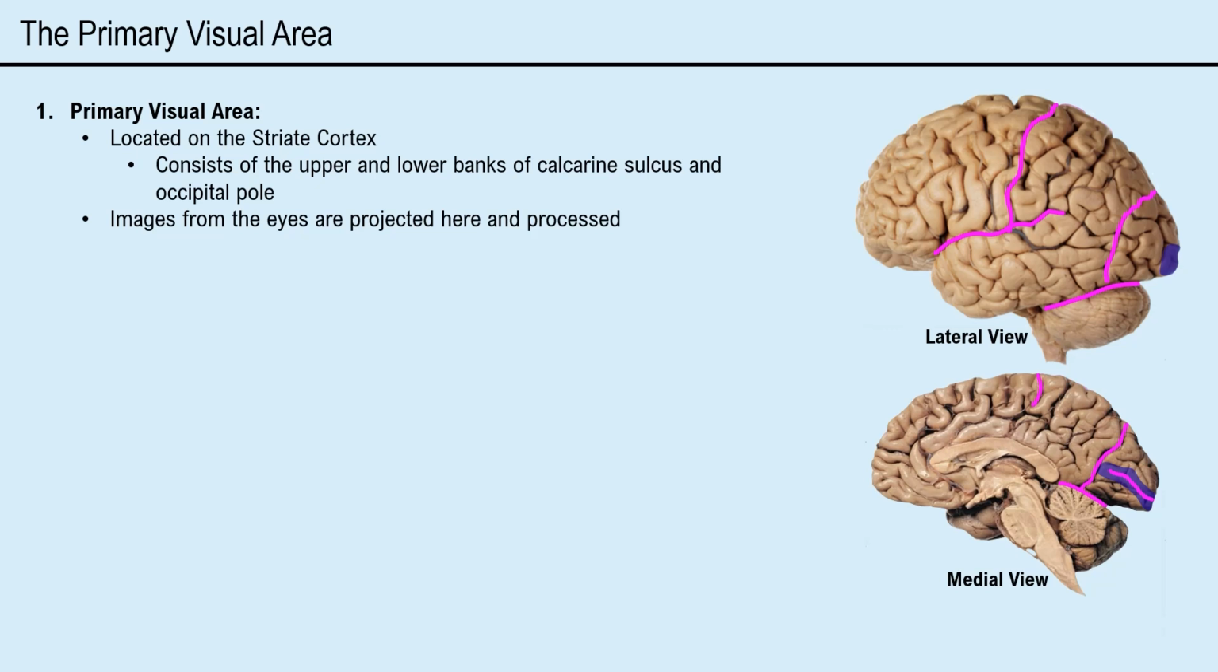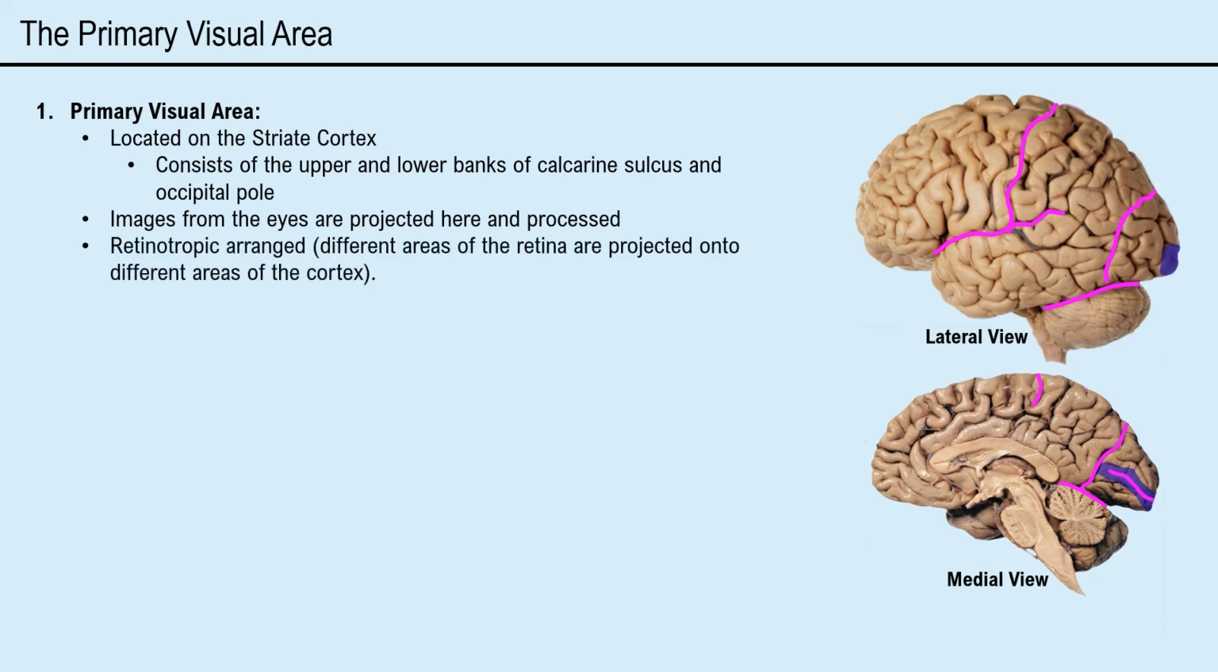Like other areas, mapping of the brain has revealed that it is retinotopically arranged. This means that different areas of the retina are projected to different regions within the striate cortex. The focal point of our vision is the very centre, super-focused part of the image that we are seeing, and this is projected most caudally at the occipital pole, whereas the periphery of our visual field is projected more rostrally.